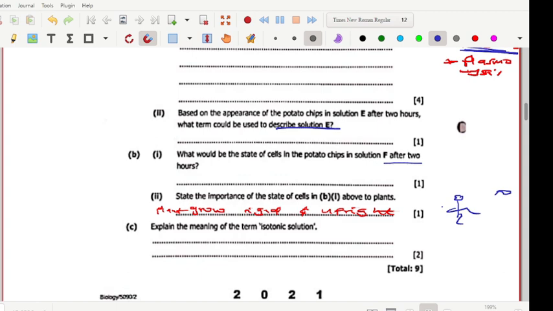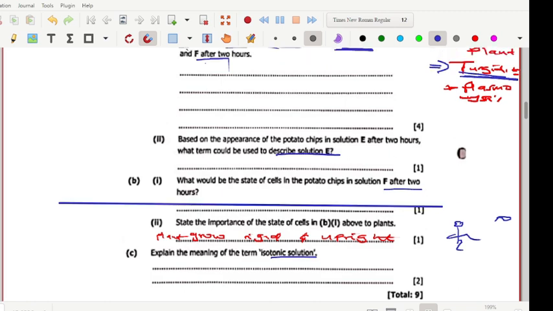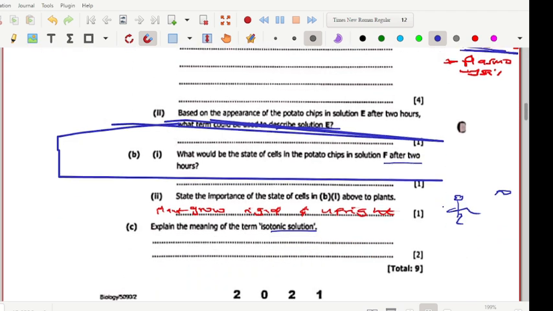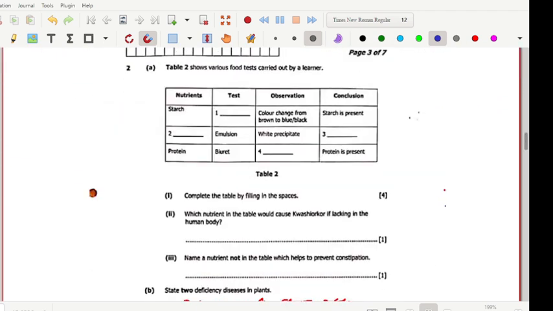Then explain the meaning of the term isotonic. I've already explained this. Is this a solution which has what? Equal concentration of water molecules and solutes, no? So yeah, that's what you need to know about this. So let us see the other question. So this is question 2.